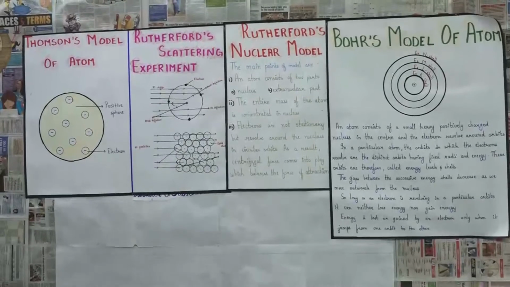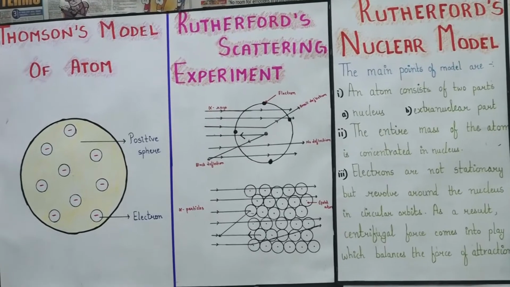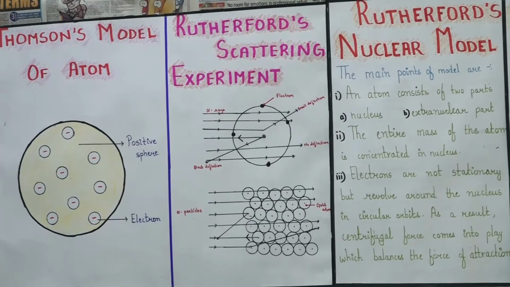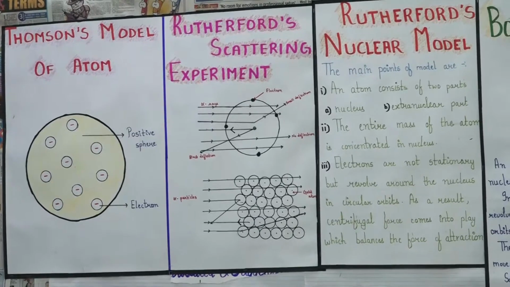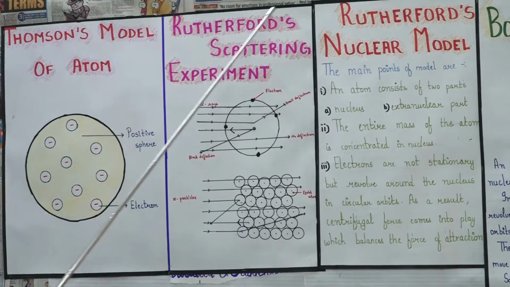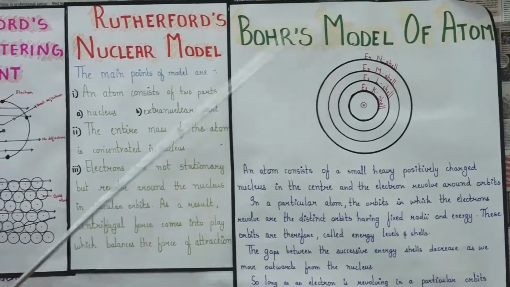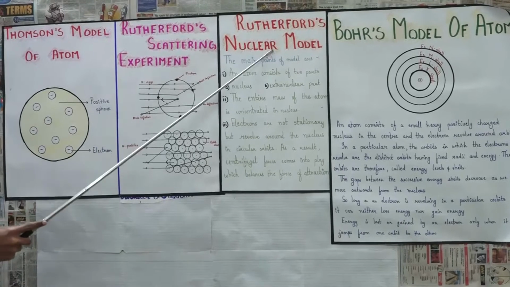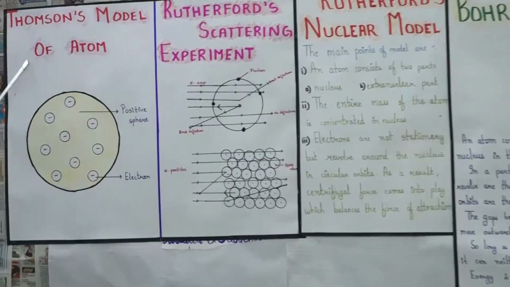Today we are going to learn from the chapter Structure of the Atom. After the discovery of subatomic particles like proton and electron, different atomic models were suggested by different scientists, like Thomson's model of atom, Rutherford's nuclear model of atom, Bohr's model of atom. So today we are going to learn about these atomic models. First of all, I will take up Thomson's model of atom.